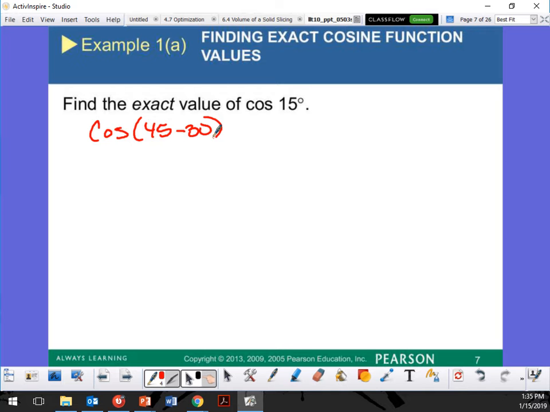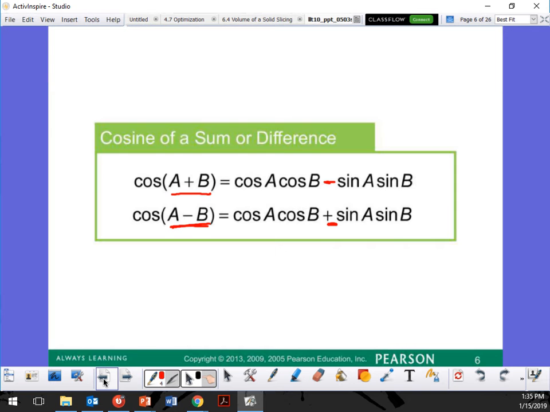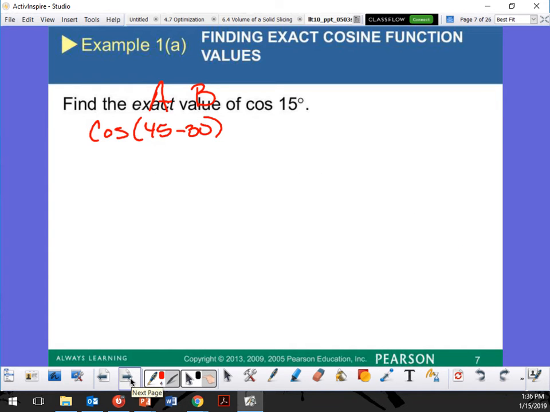Now, let's go through. On this one right here, my A value is 45. The B value is 30. Now I identified it, so let's go back. It says cosine, cosine, sine, sine, right? So if I'm subtracting, this has to be a plus sign. So it's going to be cosine of 45 cosine of 30 minus sine of 45 and sine of 30.